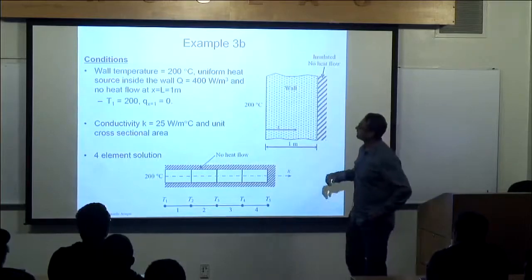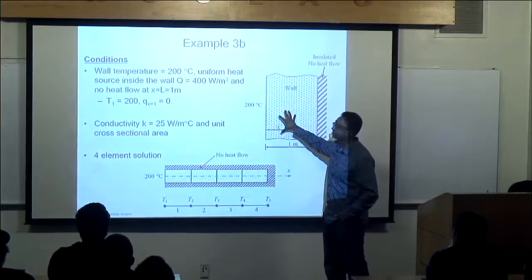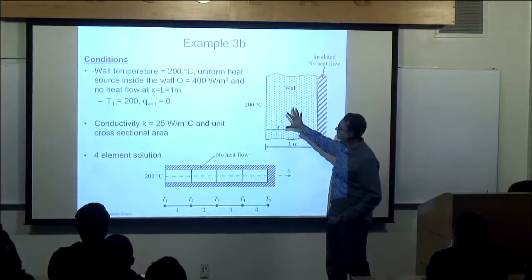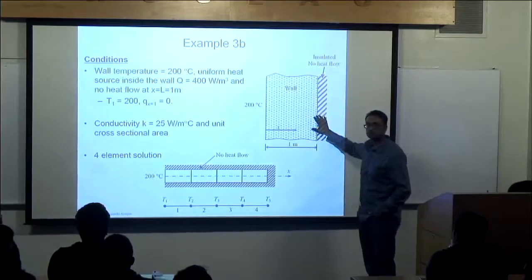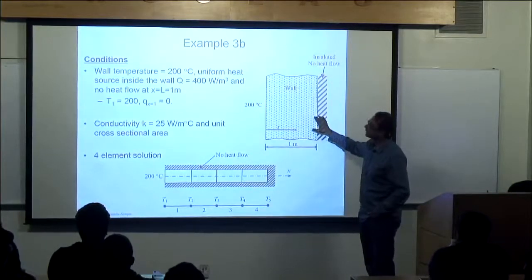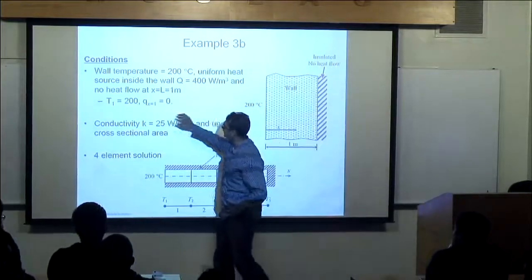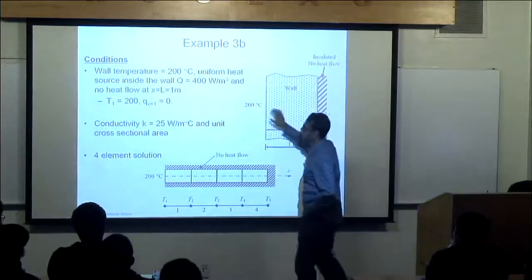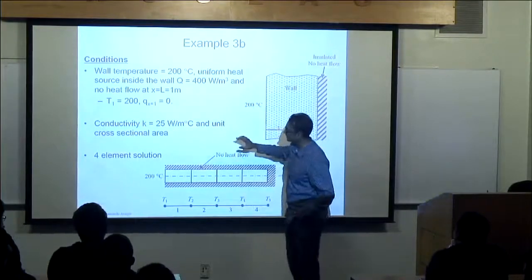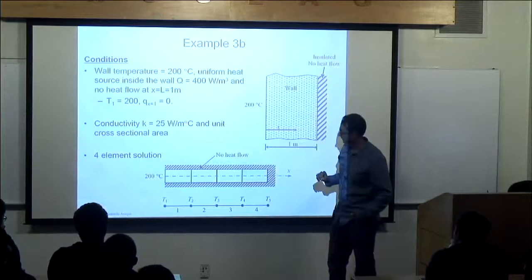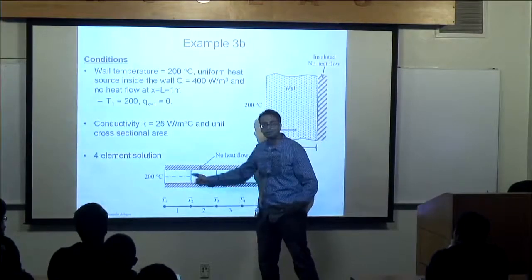Okay. There's a heat source inside the wall, 400 watts per meter cubed. There's no heat flow at this boundary, so nothing is happening here. It's adiabatic, basically. So what you see here is Q at 1 meter, because this is 1 meter long. That's 0. The conductivity is K equals 25. Use a 4-element solution. And I'm not losing any heat along the length.